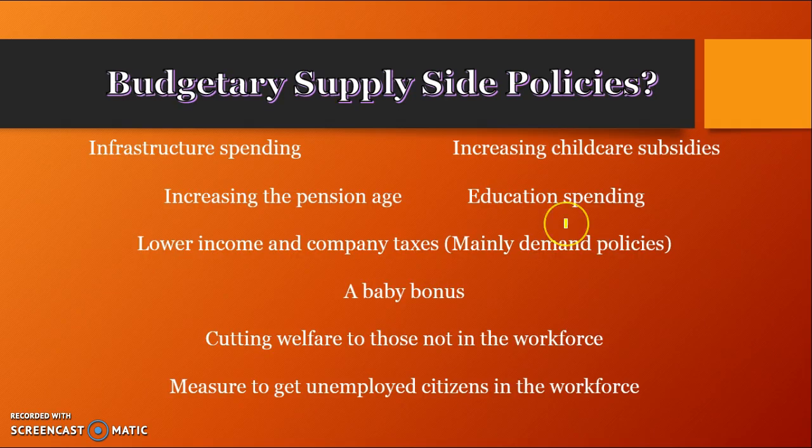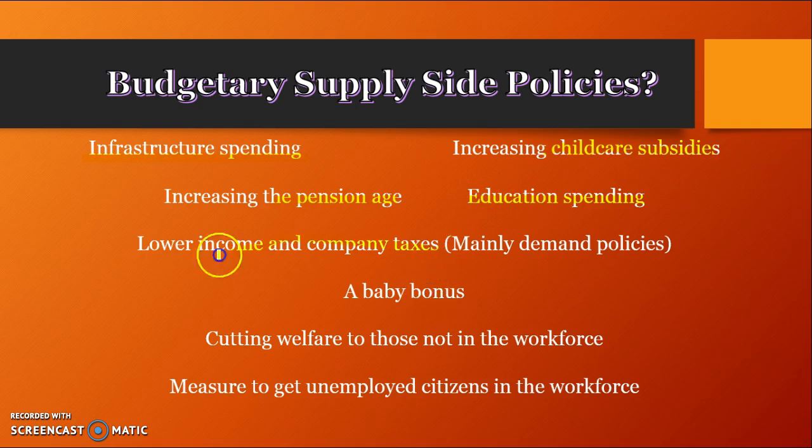Okay, so here's an example of budgetary supply side policies. So infrastructure spending increases the quality of our resources and allows us to supply more without inflation, so we don't have traffic jams and we have lower petrol costs because there's less time spent in traffic. Childcare subsidies, so parents will go back to work, which boosts participation. Increasing the pension age boosts participation. Education spending helps to increase the skills of our workforce.